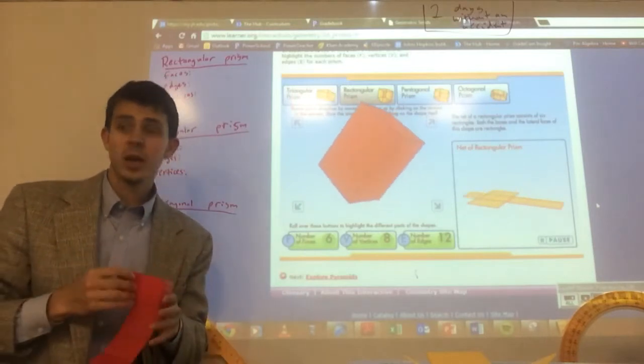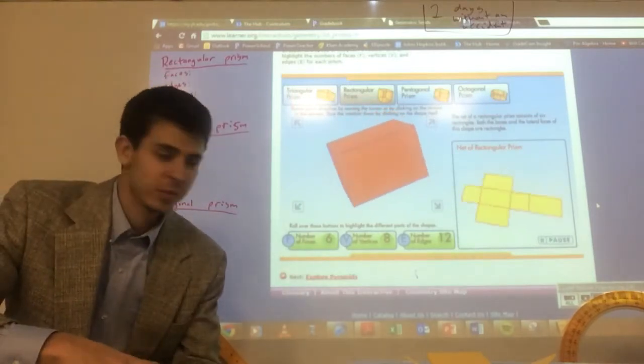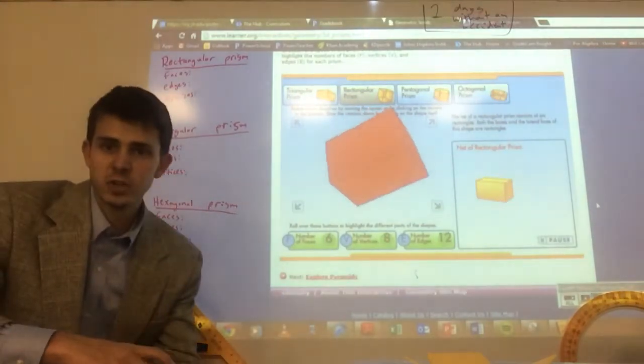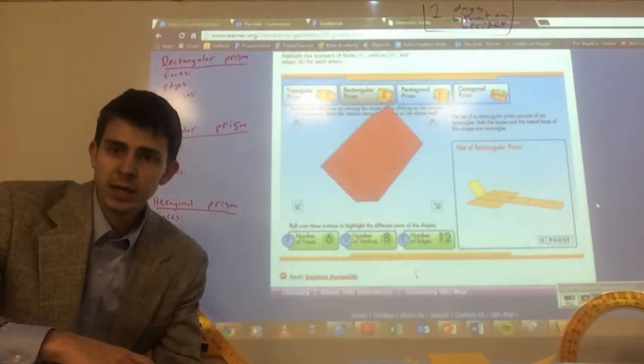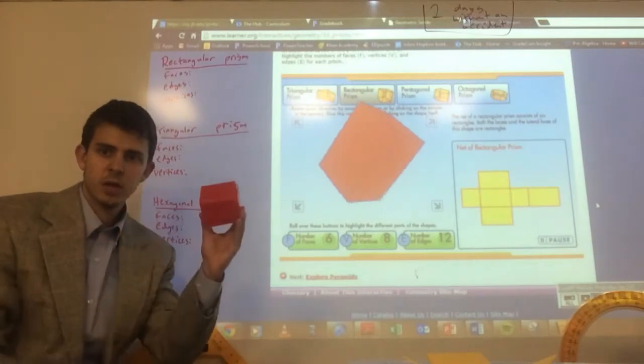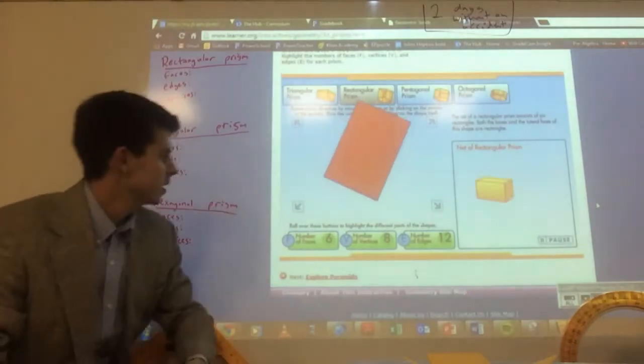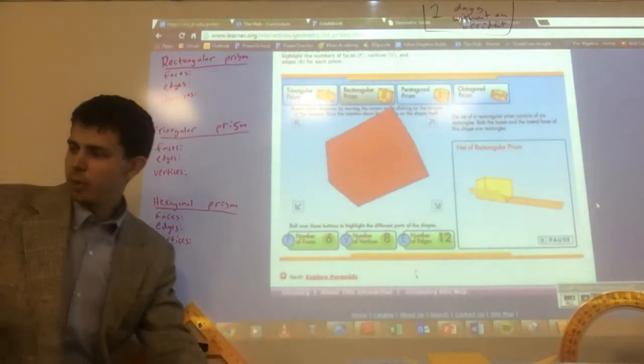I'm here all week. So let me go over some of the lessons from yesterday. It's faces, edges, and vertices. First we're doing the rectangular prism, like this. Okay, so let's figure out the number of faces.